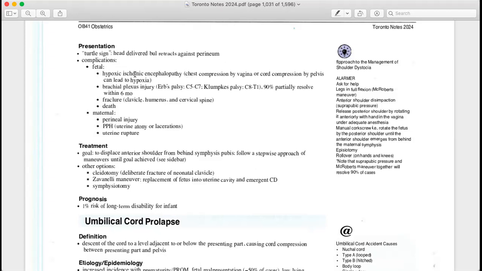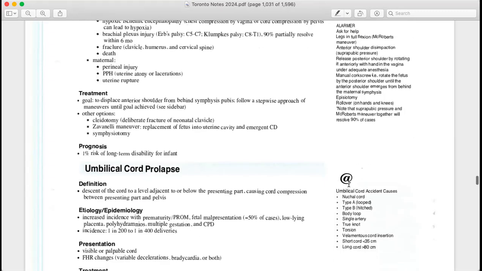What are the complications? Hypoxic ischemic encephalopathy is one of the important ones. Brachial plexus injury: what are those? Erb's palsy or Klumpke's palsy. Then fracture and death. In the female, there is injury or PPH and then rupture. Now the approach to the management of shoulder dystocia. Just read this one. Start with asking for help. Then legs in full flexion, anterior shoulder disimpaction, then release the posterior shoulder, manual corkscrew, and then episiotomy, roll over, and then McRoberts position maneuver.